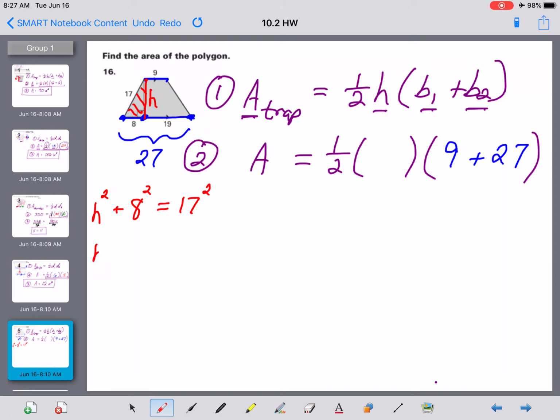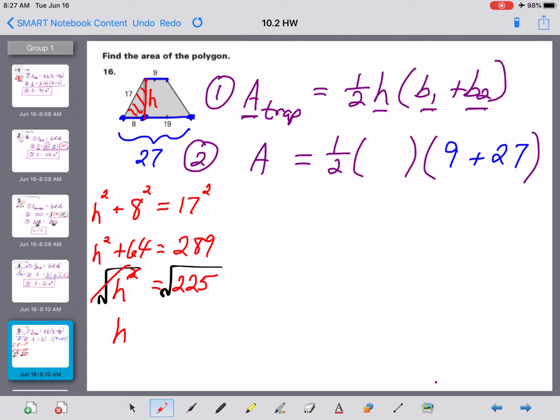Let's fill in what we know. H squared plus 64 is equal to, and 17 squared is 289. We're going to subtract that 64 from both sides and get h squared is equal to 225. And we undo a square by taking the square root of both sides of the equation here. The square and the square root cancel, and we get h is equal to 15.